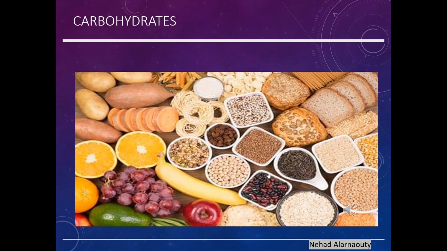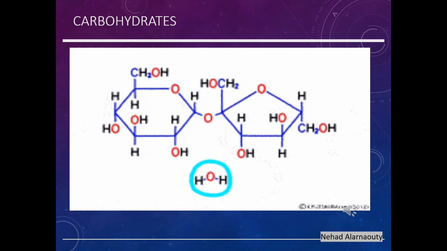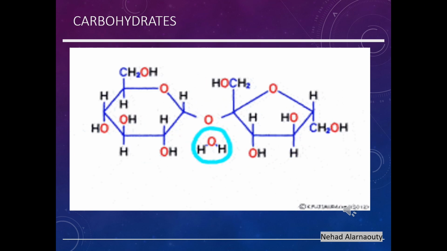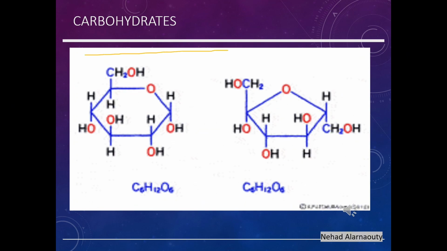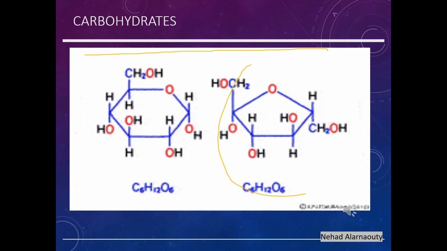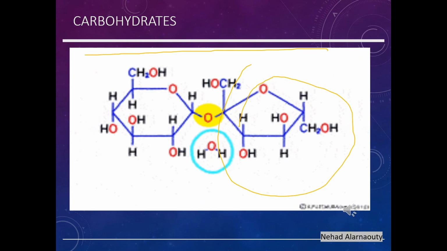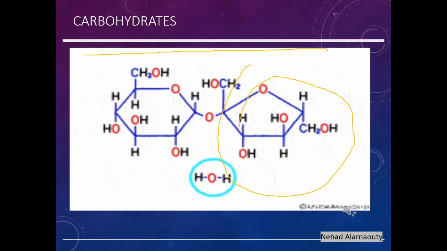So saccharide is so close to the word sugar. So any saccharide, when you see this part, you know that it's sugar. And again, how can I separate along? So this is a monomer, a monosaccharide. It's the monomer of the carbohydrate. And this is another monomer.